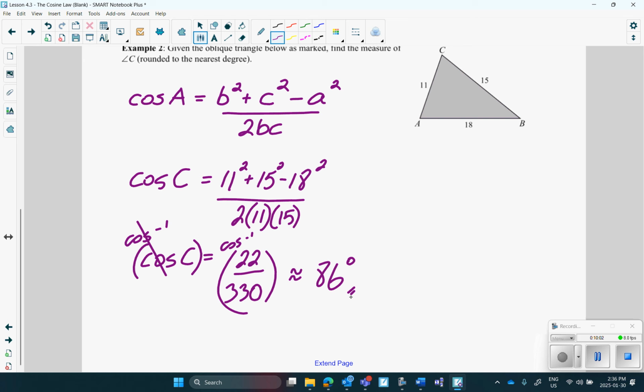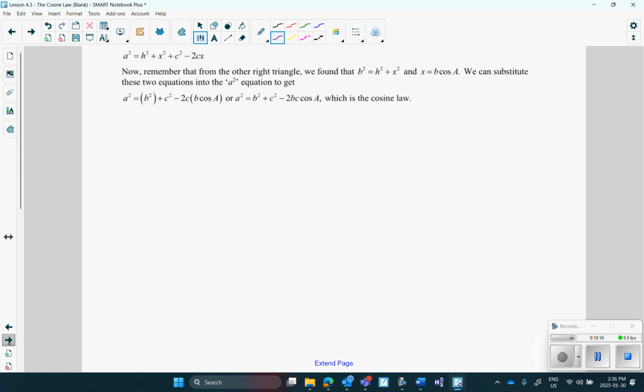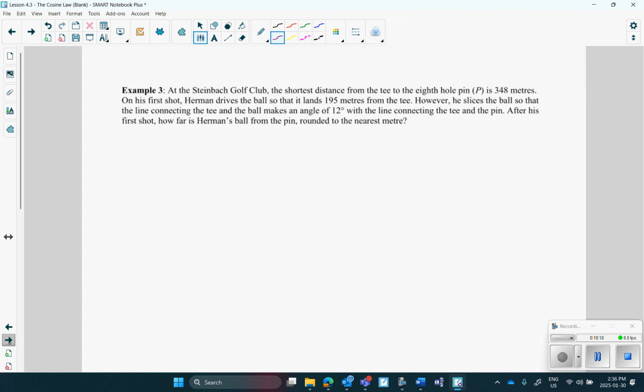The next page is the proof of the cosine law. Like I said, it's a combination of right triangle trigonometry and Pythagoras. So let's just go to the last question, where we're going to play a little golf.